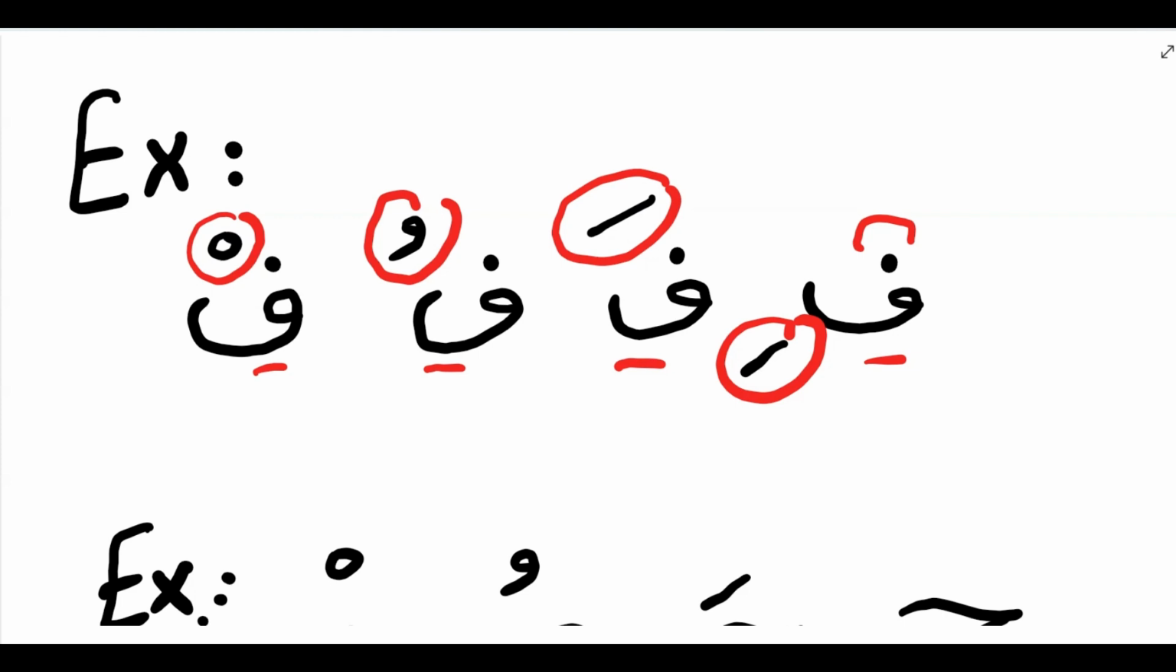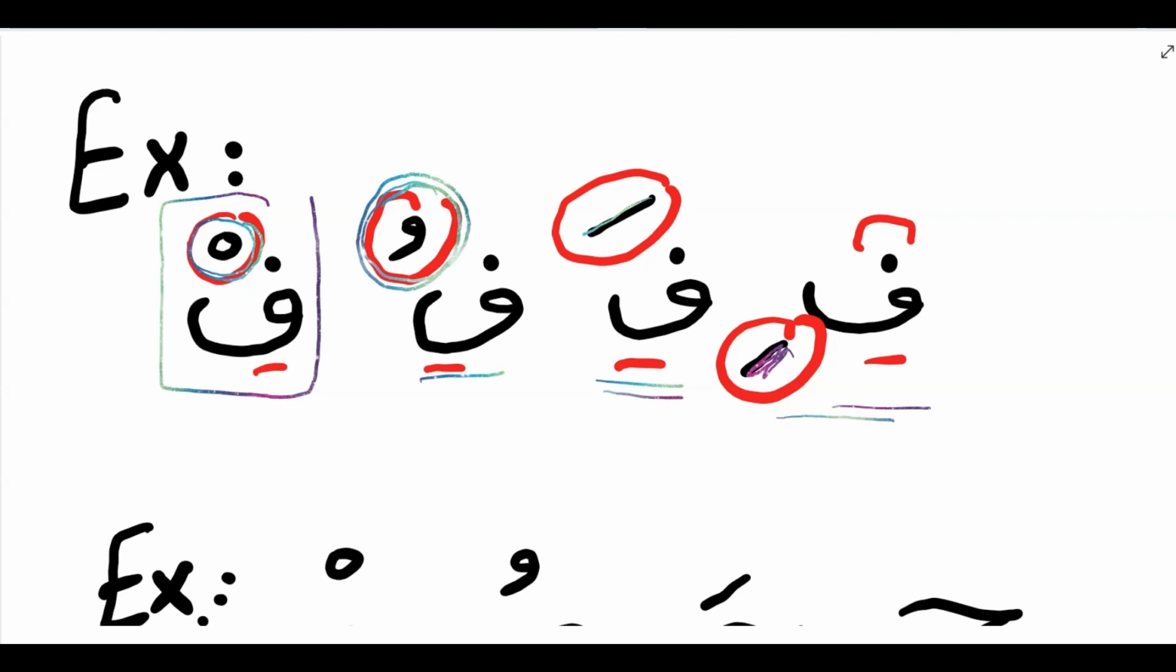So for example, if we start with the first one here, this mark means freeze. So you say there is no movement at all. This one right here is u, so you say fu, fu. This one is a, so you say fa, fa. This one is i, so you say fi, fi.